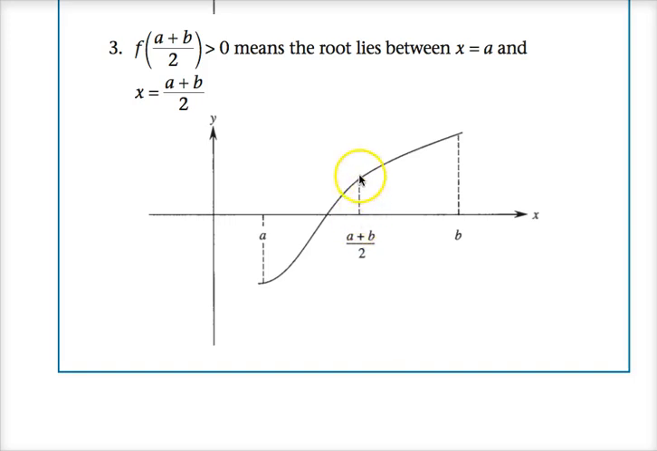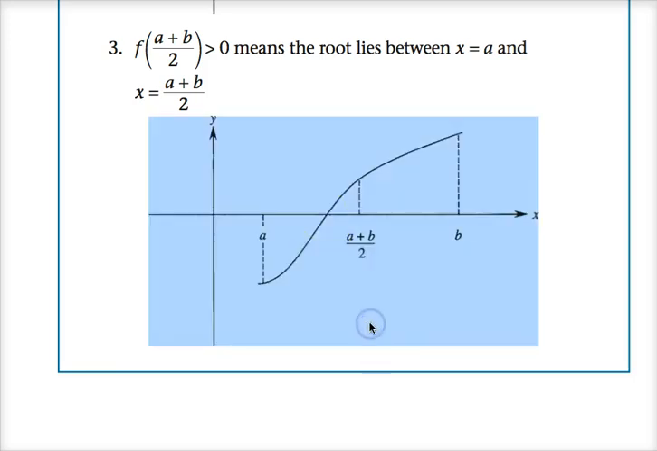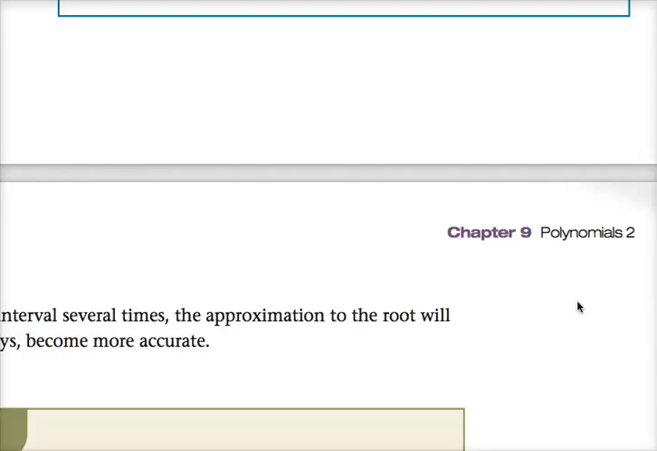But is a plus b on 2 positive or negative? Positive, therefore the root lies between a and a plus b on 2. And that's all. It's sort of like a common sense thing. The value for a plus b on 2 here is positive. The value for the function of a here is negative. So therefore, somewhere in between is the root. Okay, I think if we do an example, it'll be better.